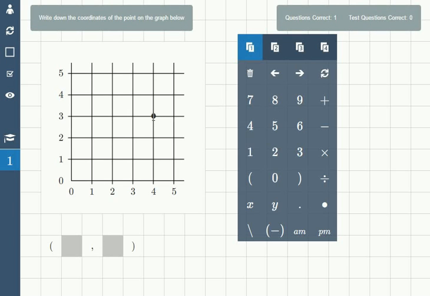Alright, so this time if we travel down from our point until we meet the x-axis, we see that we're going to meet the number 4. So our x value for this point is 4. And if we travel across from our point until we hit the y-axis, we see that we're going to meet up with the number 3, and so therefore our y value of this point must be 3.